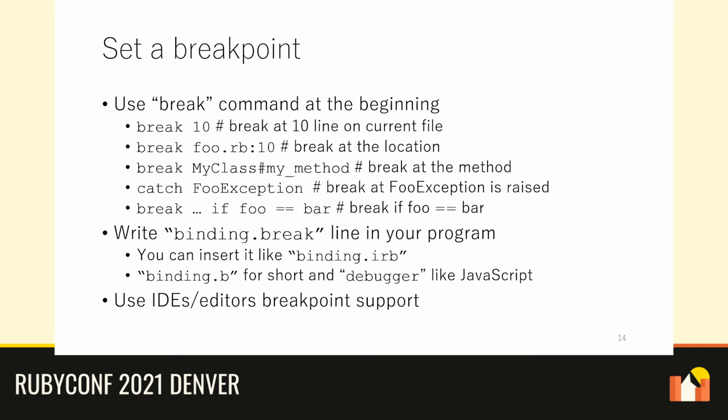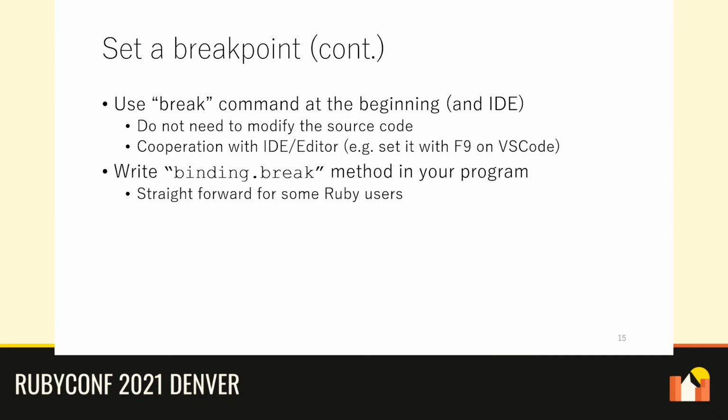The last way is using the IDE breakpoint features. Now we only support VSCode, but we can increase the supported platforms, like Vim editors. Using the break command or IDE support, we don't need to modify the source code. I think using IDE support is the easiest way to do it. Writing the binding.break method in your application is a well-known style, like binding.irb. You can control breakpoints with your application code.